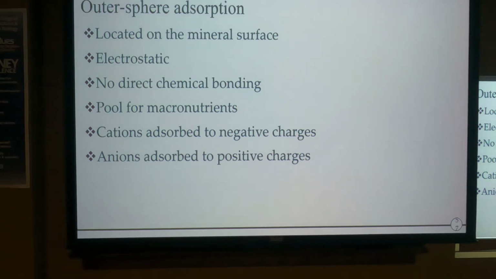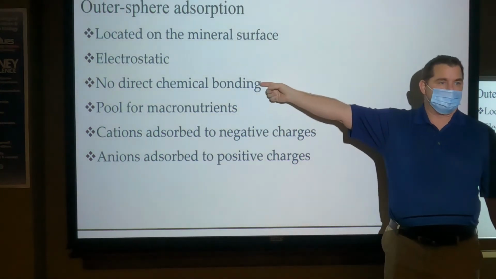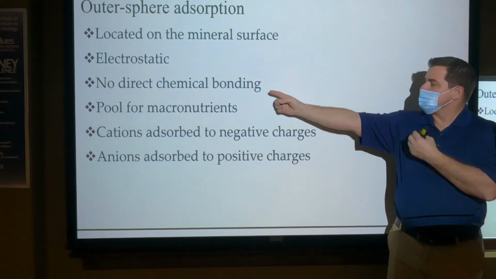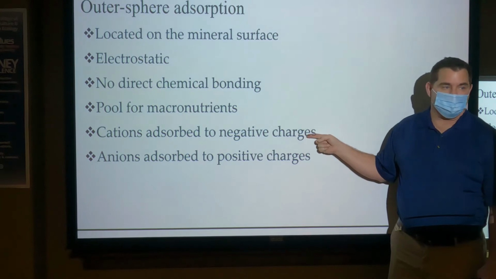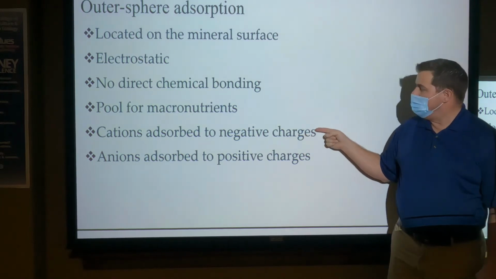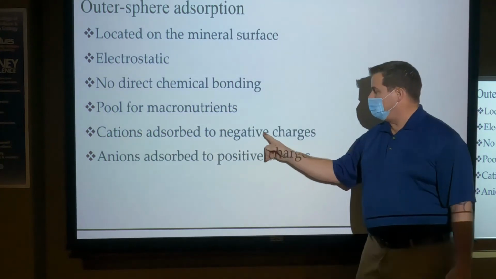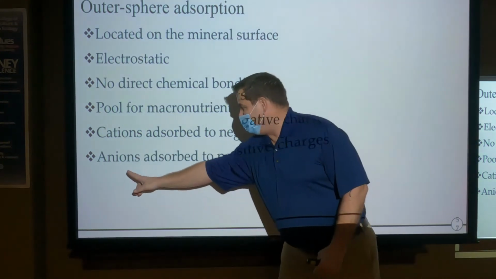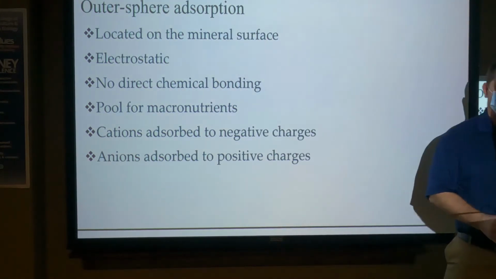So look at just some extra information about the difference between outer sphere adsorption. No direct chemical bonding. And then this is almost from the beginning of the lecture that we did, where cations are positively charged, adsorb to a negatively charged surface, and anions are negatively charged, attracted to positive charges in the surface.